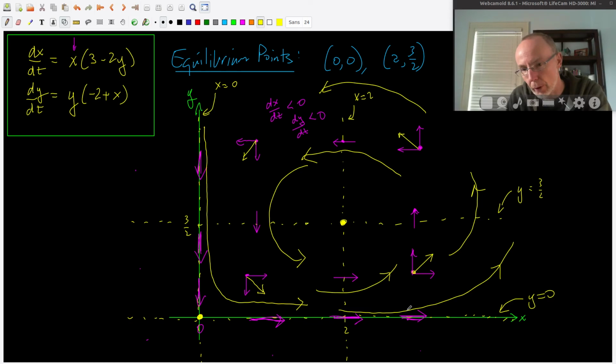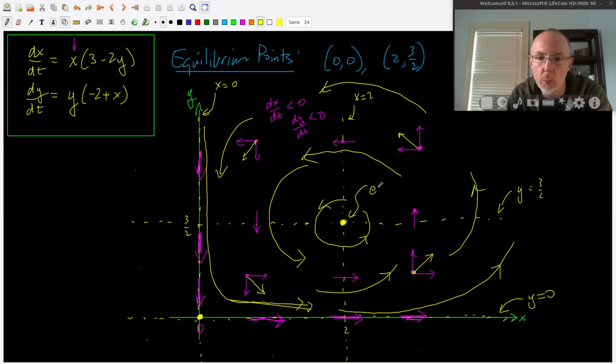So as long as I'm not on the x-axis there, I'm always going to be increasing a little bit. In the same way here, these are always going to be decreasing a little bit because we're always moving down and to the right. So all of these represent a circulation around the, what's this? This is the equilibrium point at 2, 3/2.